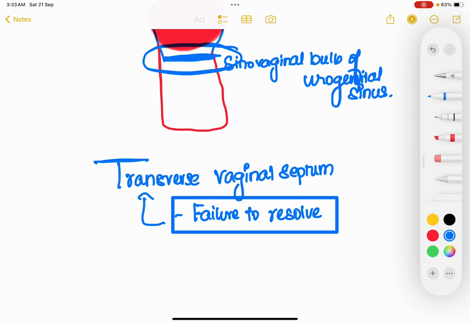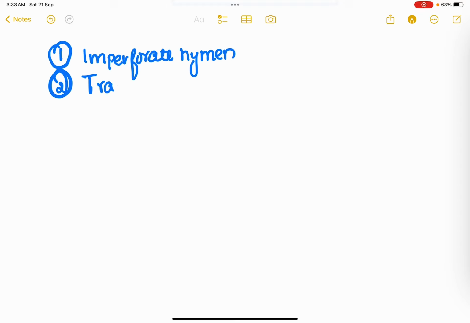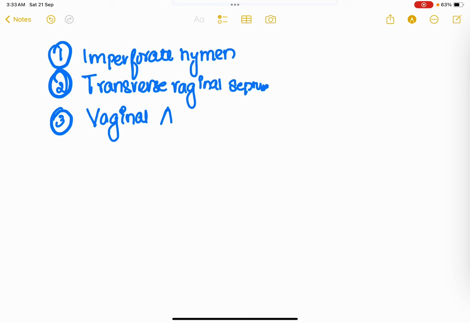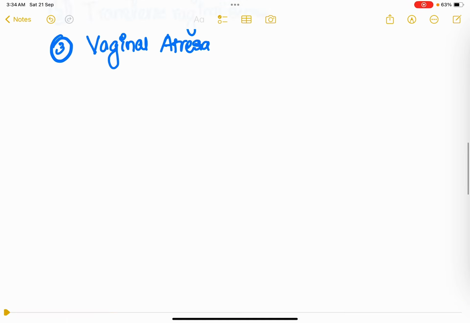So the second most common cause which can lead to cryptomenorrhea is going to be transverse vaginal septum. The most common cause is the imperforate hymen. Second most common cause is the transverse vaginal septum. Is that clear? Okay. Now the third most common cause is going to be vaginal atresia. Now what do you mean by vaginal atresia? Vaginal atresia means there is no vaginal opening itself.